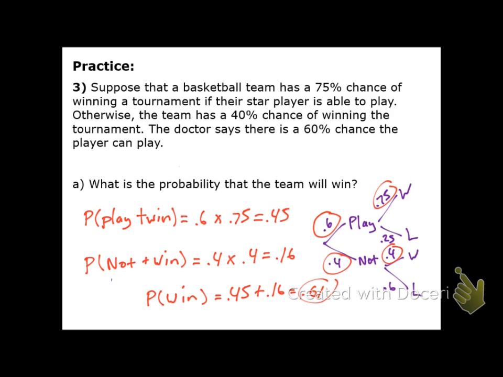So we're going to calculate the probability that the star player plays and they win, which is 0.6 times 0.75, which gives you 0.45. Then you calculate the probability that he does not play and that they win, so you take 0.4 times 0.4, which gives you 0.16. So the probability that the team wins regardless of whether or not he plays is going to be 0.45 plus 0.16, which equals 0.61. So there's a 61% chance that the team will win, even if he plays or doesn't play in this case.